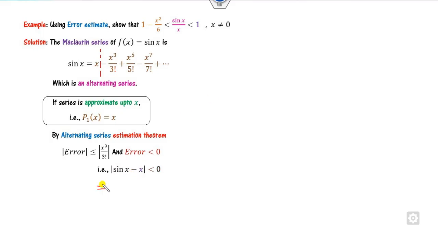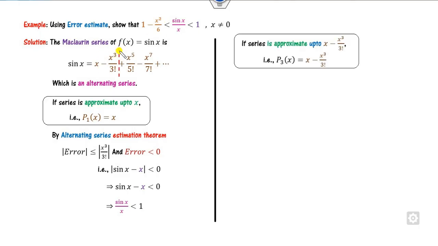So what is the meaning of that? If this happens, it means sin x minus x must be negative. So what is the meaning of that? Sin x over x is less than 1. So the first inequality is proved. In order to find this x square term, since x square is not there, we can truncate this series up to the third order. Once it is there, then again the alternating series test applies here.